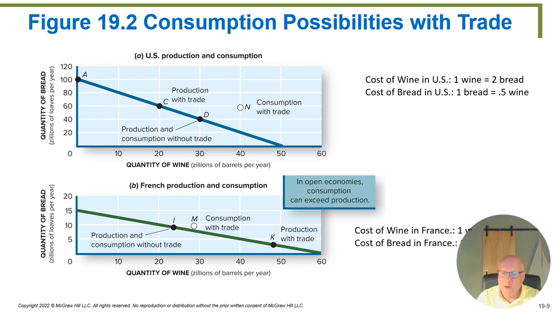Because if the US is producing extra wheat, we have a shortage of wine, but the French are producing extra wine, they have a shortage of wheat. So the US exports wheat to France, France exports wine to the United States, and both countries end up being better off than they would be if they grew all of their own wheat and made their own bread and made all of their own wine.